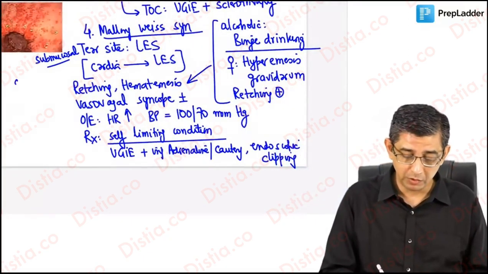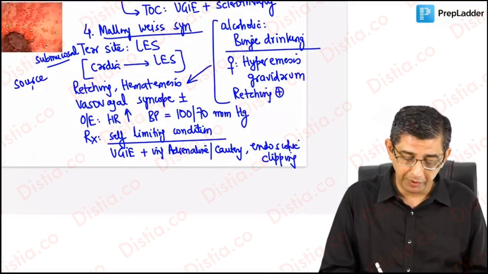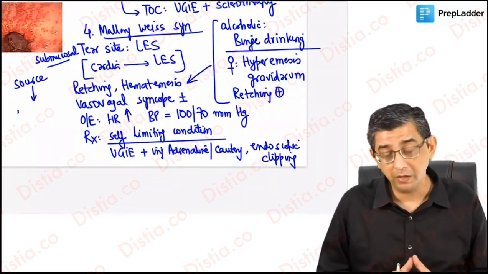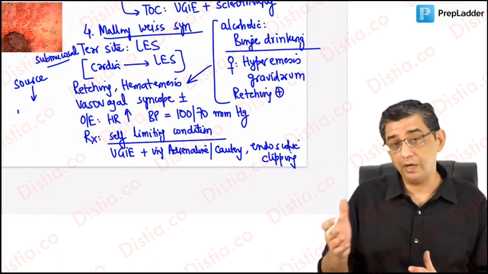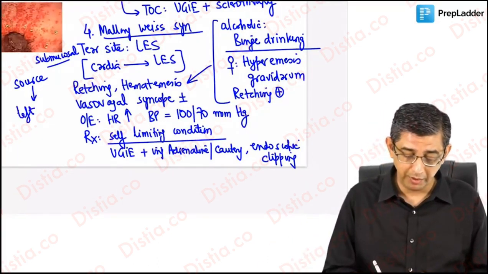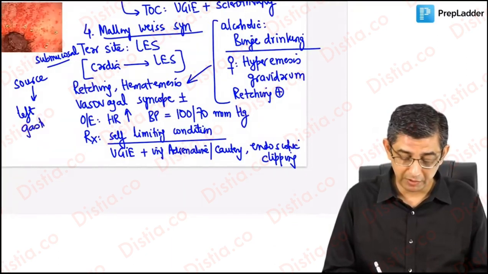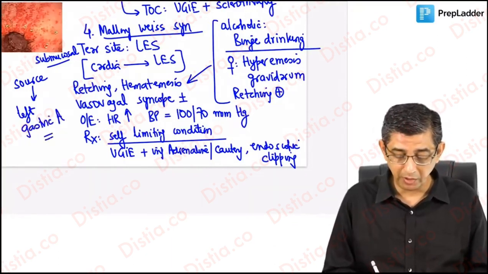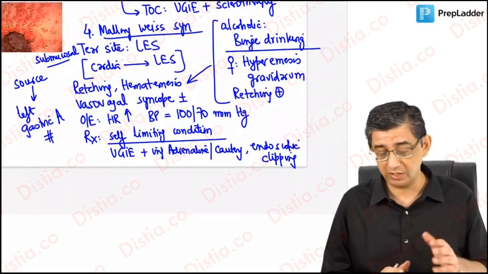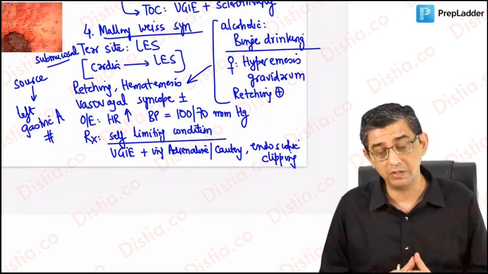This also leads us to the scenario of what is the source of bleeding here. So we next talk about what is the source of bleeding in this particular case, because we're talking about the cardia and subsequently the tear going up to the lower esophageal sphincter. The source of bleeding in this case would also be answered as left gastric artery. This is the second time today that I've described the left gastric artery as a source of bleeding. First I talked about gastric ulcer, then Mallory-Weir.